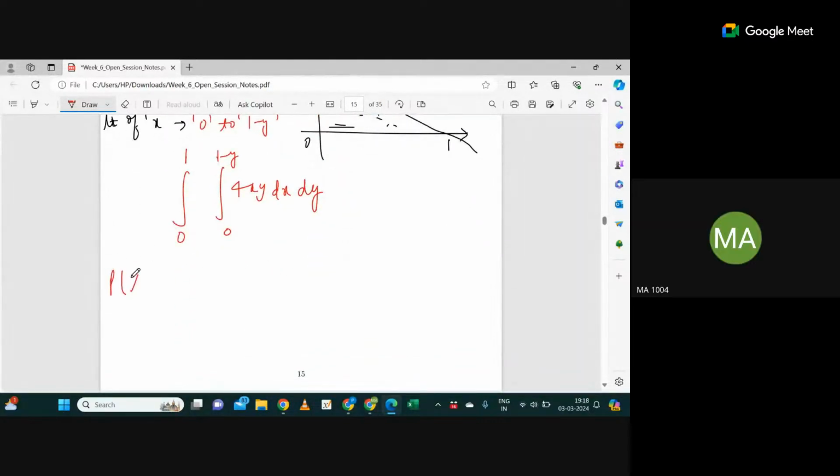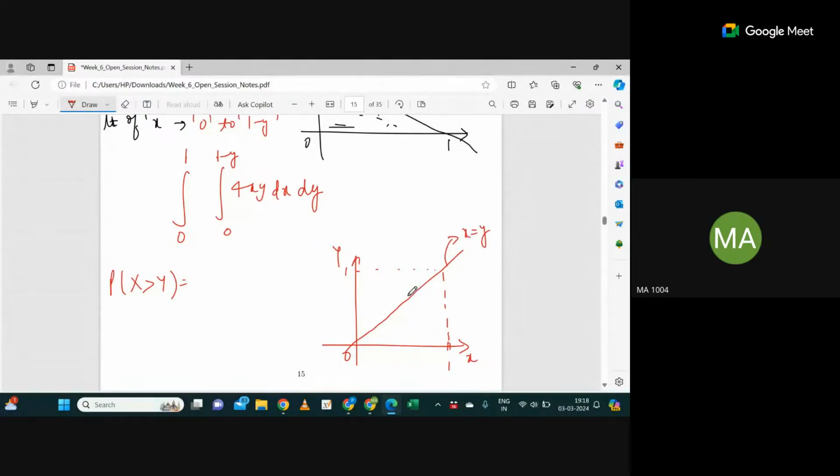What about probability x greater than y? First we create the x equal to y line. Suppose this is the 1, this is the 1, this is the 0. So this is the total support. So first of all, this will be the x equal to y line, right?